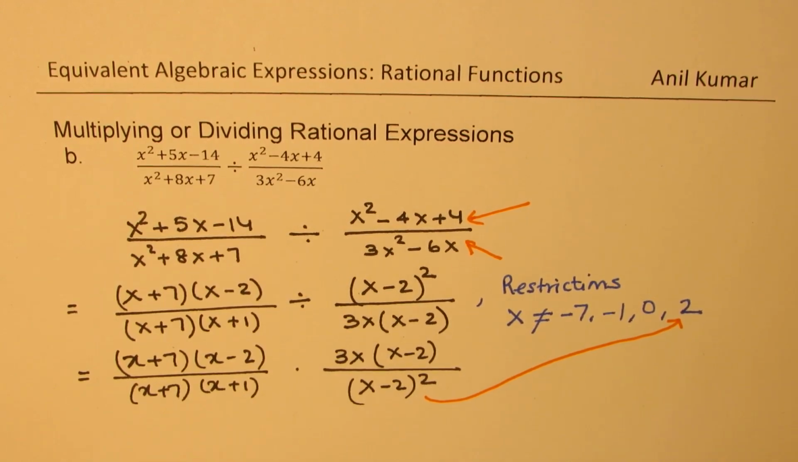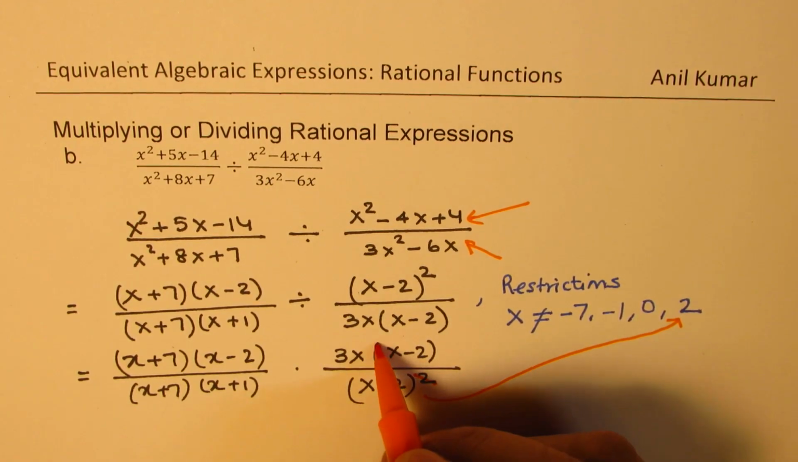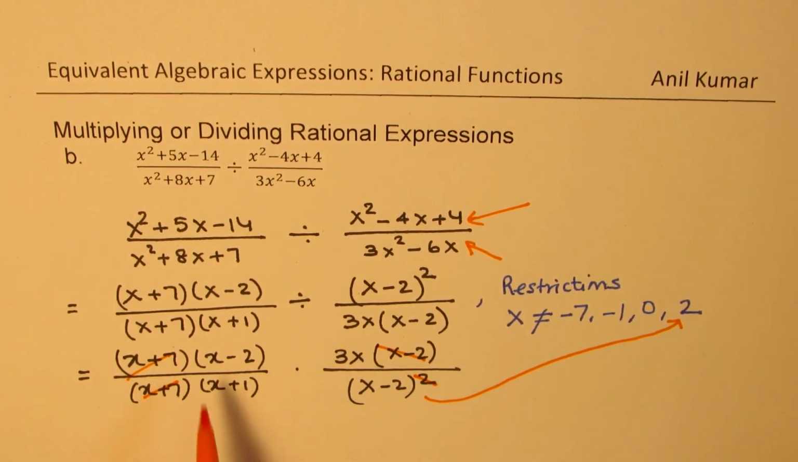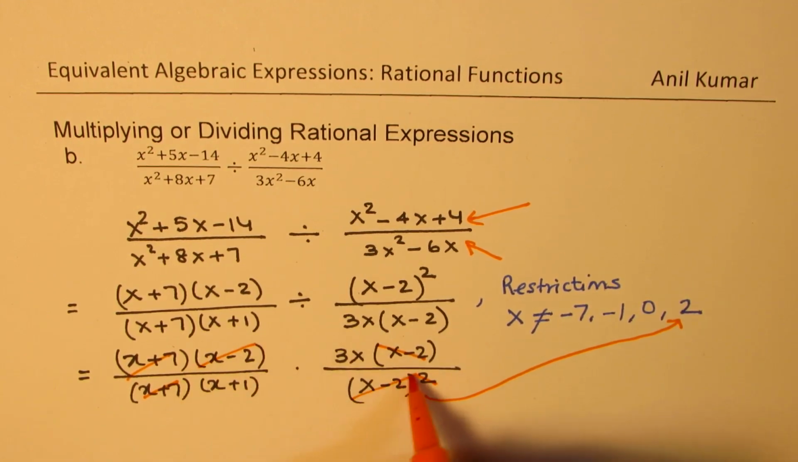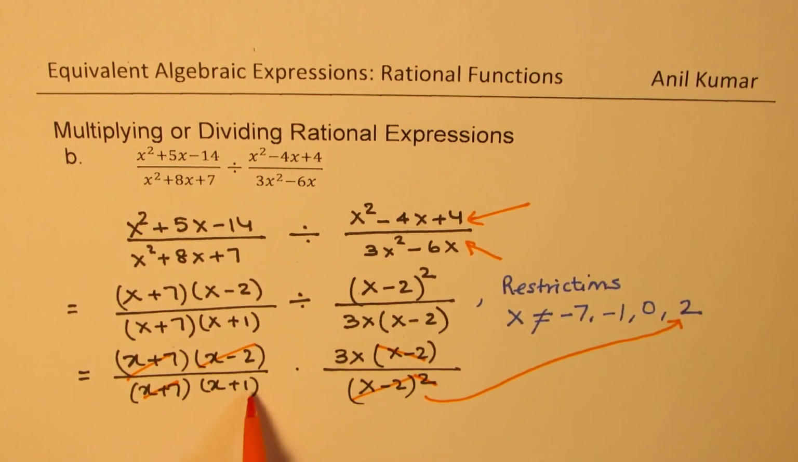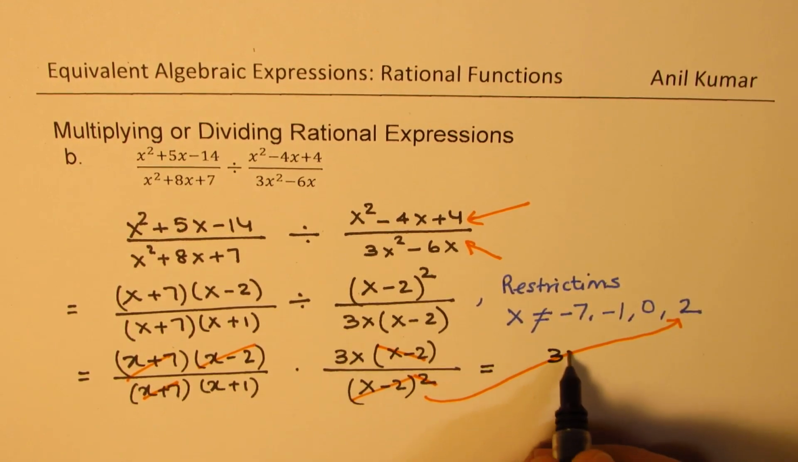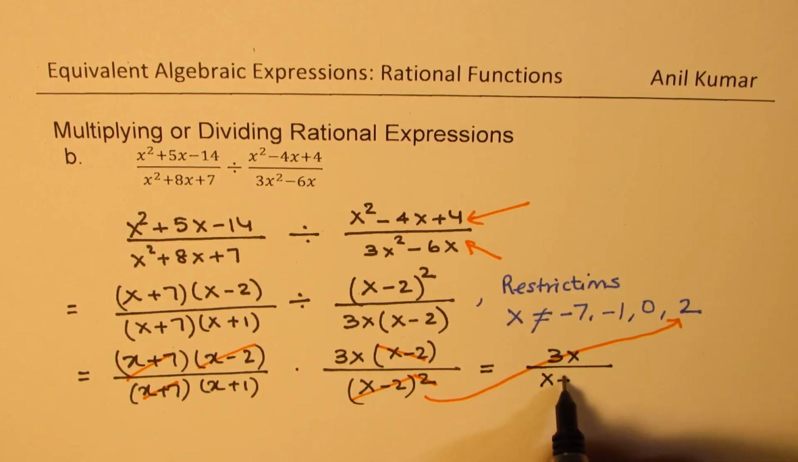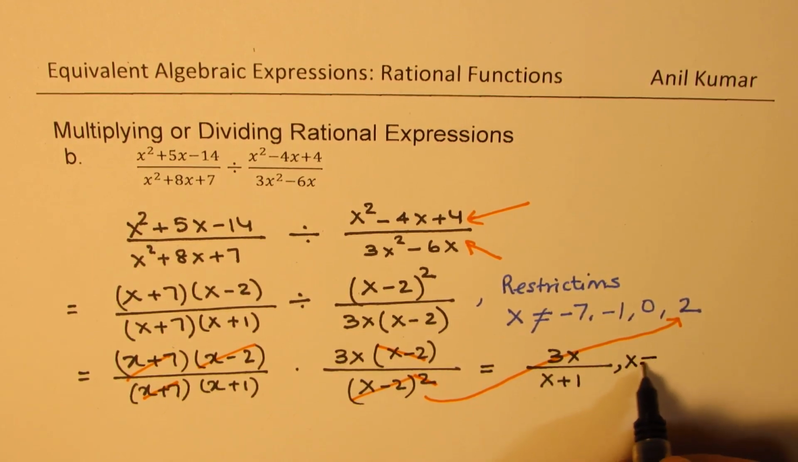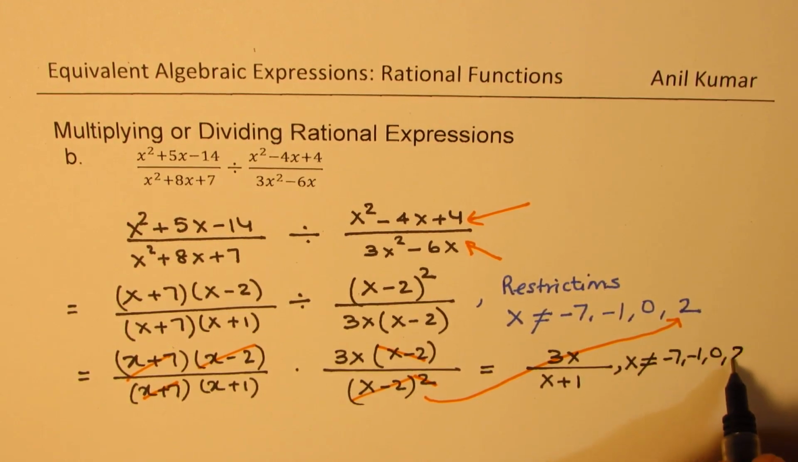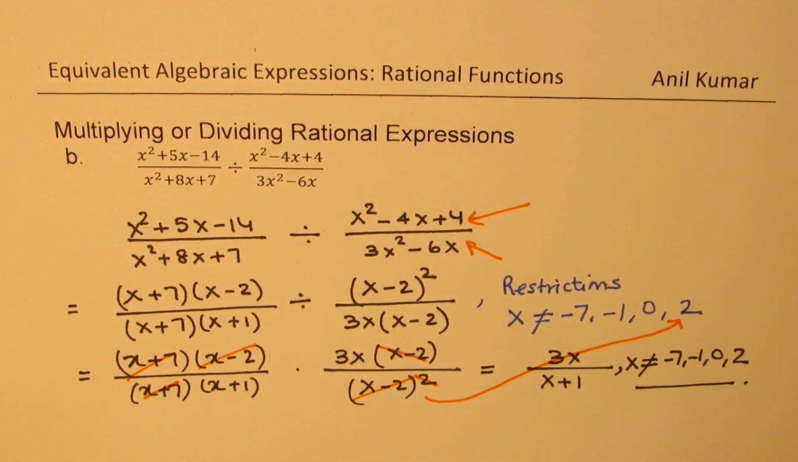Right. Now, let's cancel the common factors. So one of these powers, they get cancelled. Now we have x plus 7 and x plus 7, which gets cancelled. X minus 2, we have another term here, so both of them get cancelled. So we get 3x over x plus 1 as our answer. So we could write this as 3x over x plus 1 with final restrictions that x is not equal to -7, -1, 0 and 2. Is that clear to you? So that is how we can do multiplication and division of rational expressions.